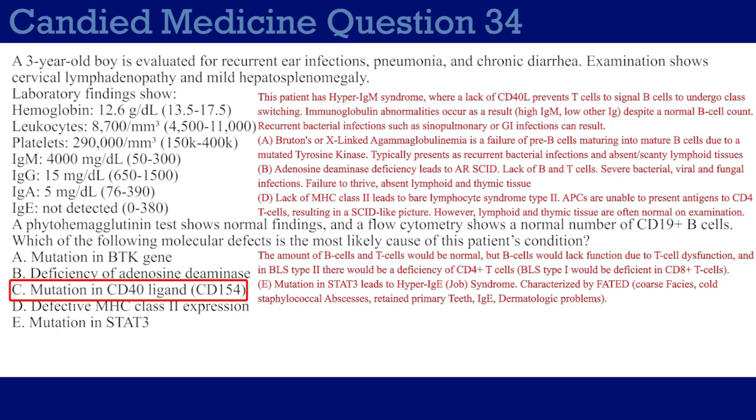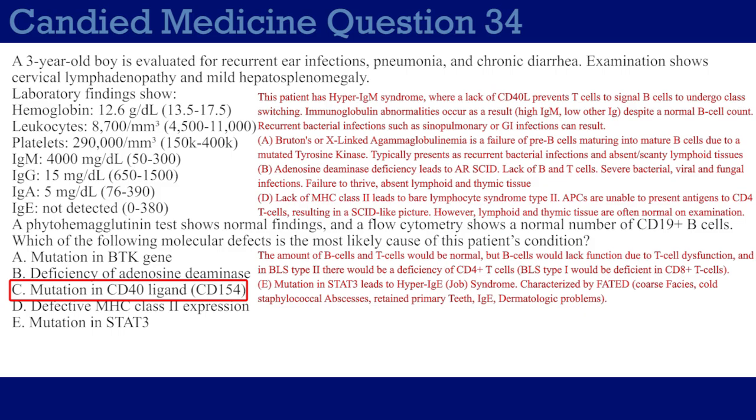The other one that USMLE likes testing on is X-linked SCID, which is a common gamma chain mutation. So the common gamma chain is used for a number of receptors, most importantly for the interleukin receptors, most notably interleukin 2, which if you know your interleukins, interleukin 2 is very important for T cell development. So basically you end up with a failure in interleukin signaling.